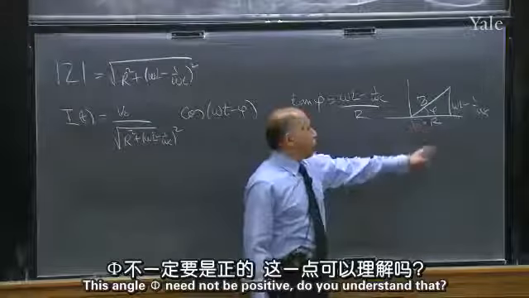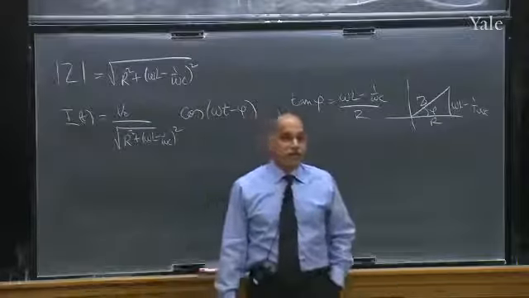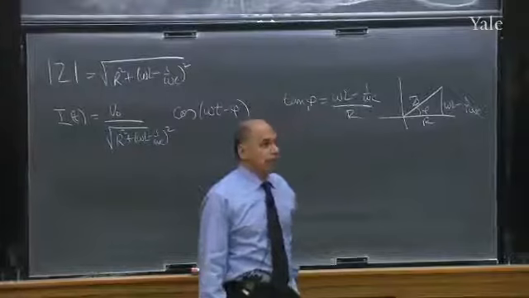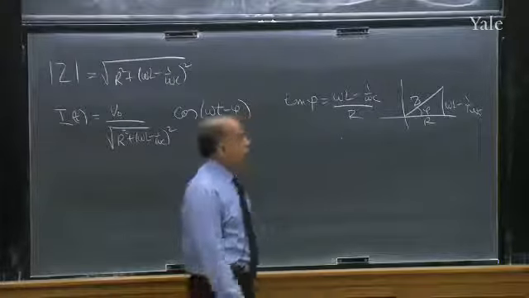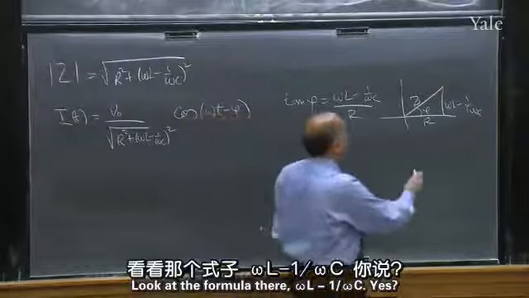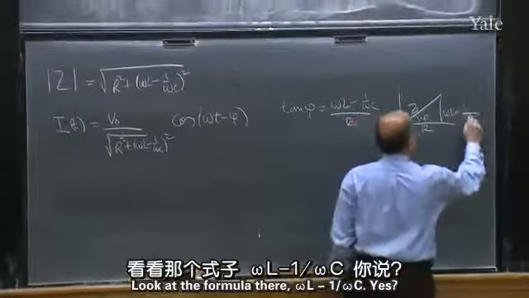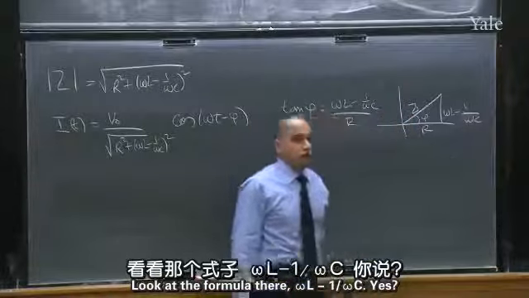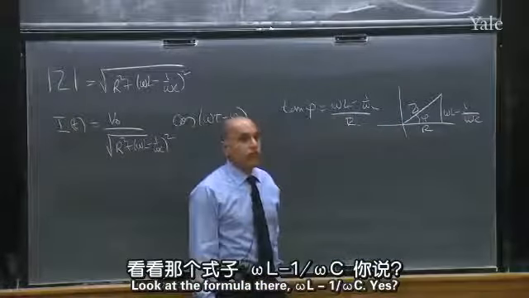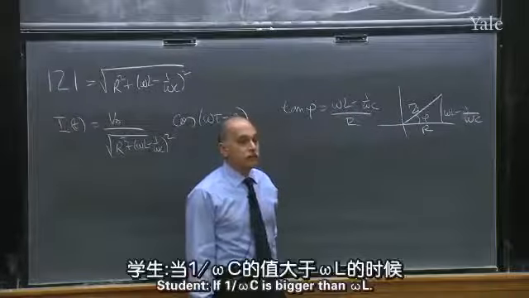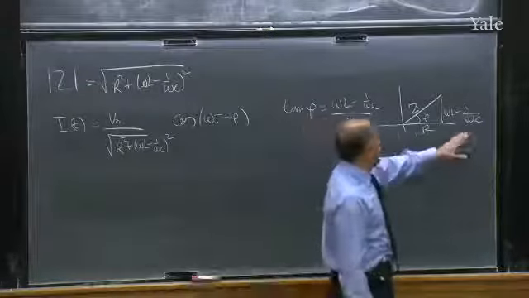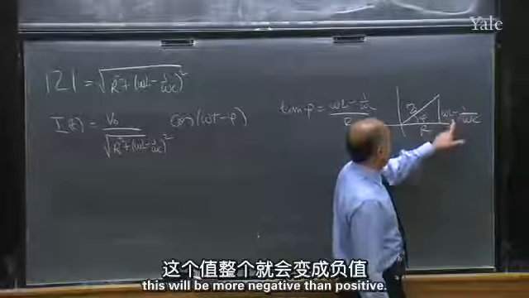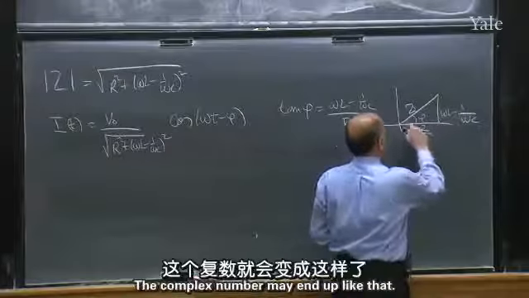This angle phi need not be positive. Do you understand that? What would make it negative? Look at the formula there: omega L minus 1 over omega C. If 1 over omega C is bigger than omega L, this will be more negative than positive. The complex number may end up like that.